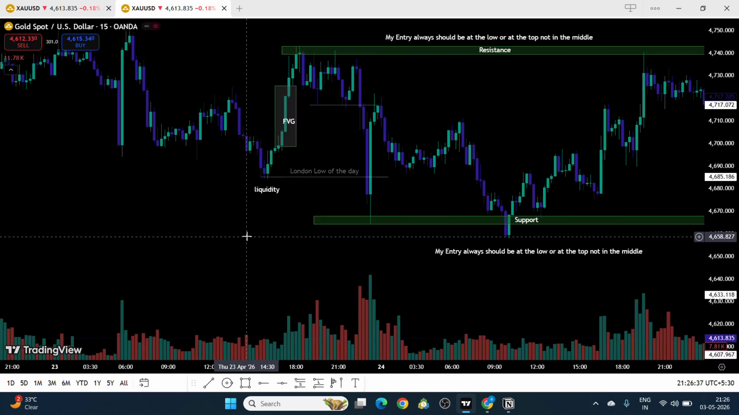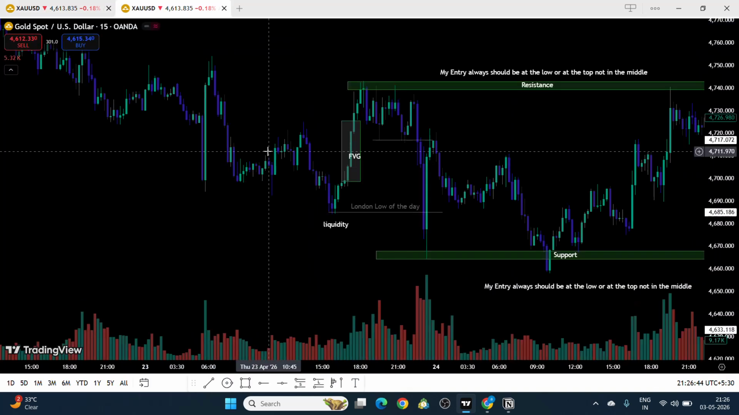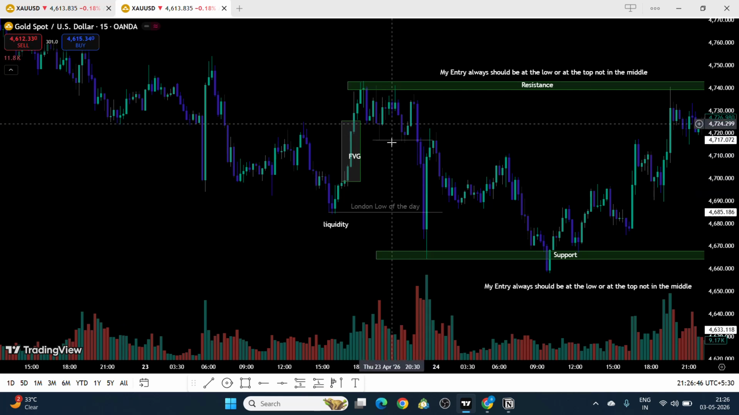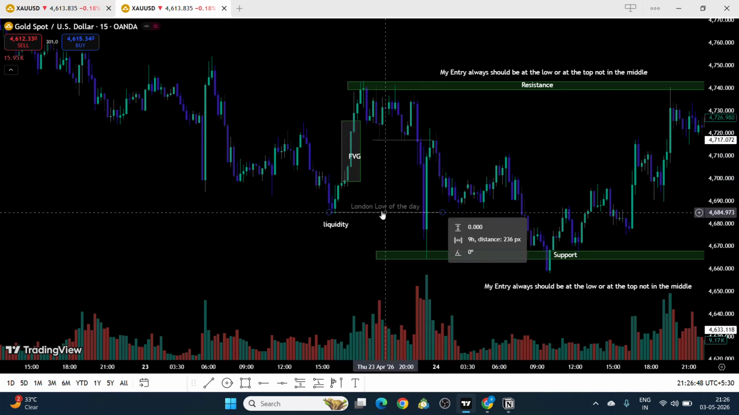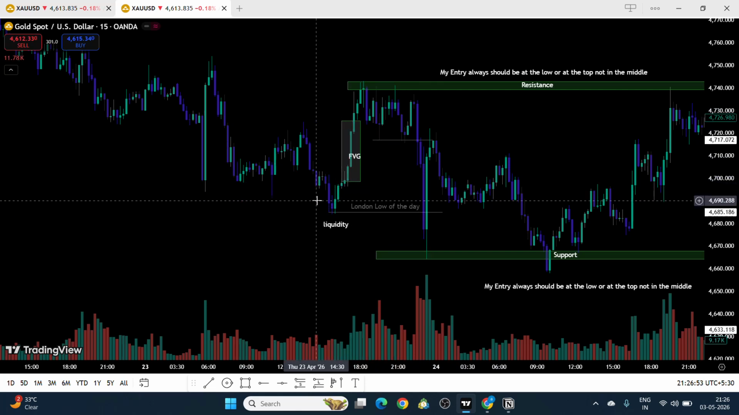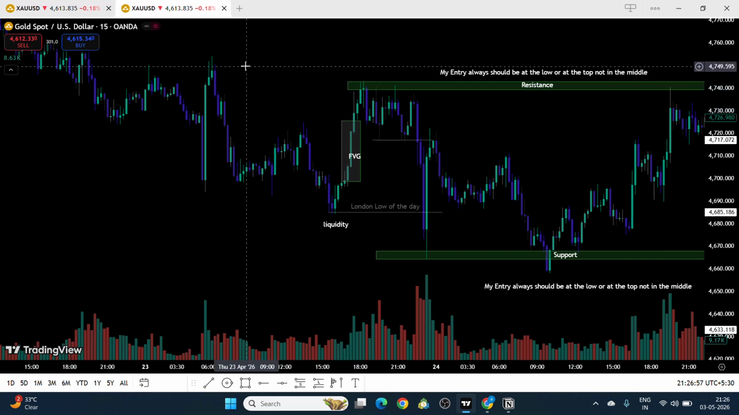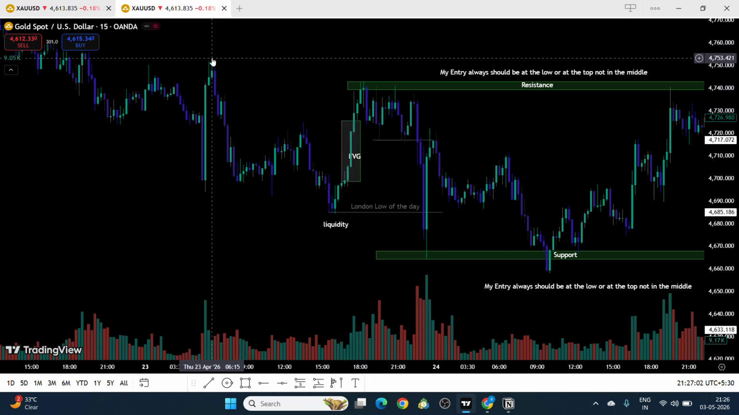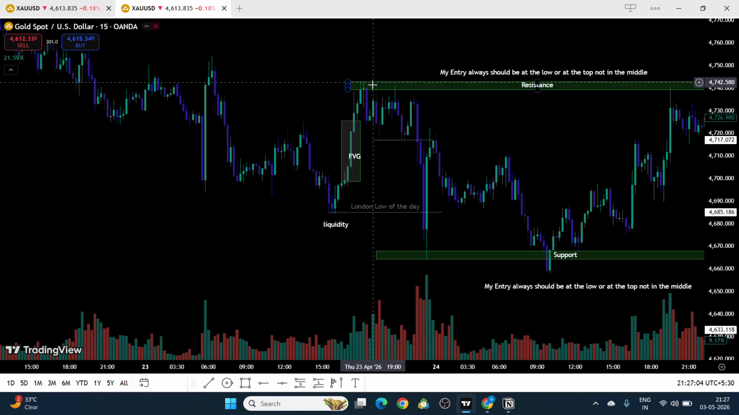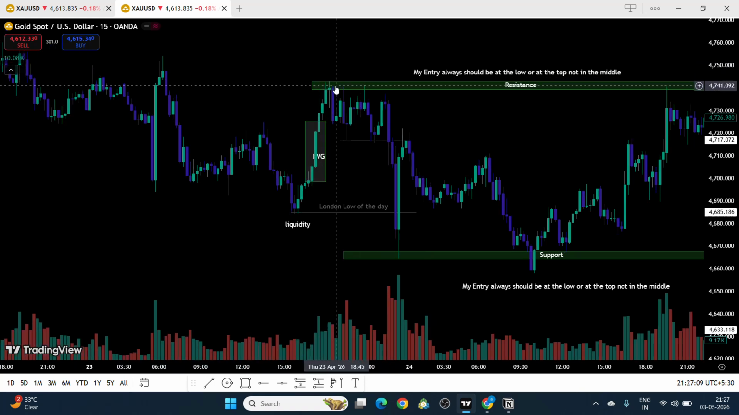Coming to this, how can we take the entry? If I see the market, it is fully bearish, but still how can we take it to our advantage? If you see, the market has reversed during the London session. After taking the liquidity, it went up but was unable to take the next high of the London session, and it started reversing.